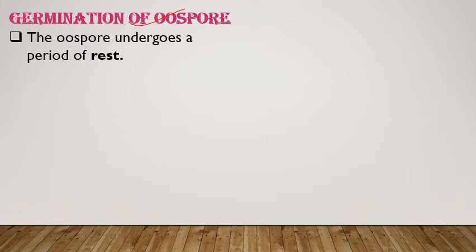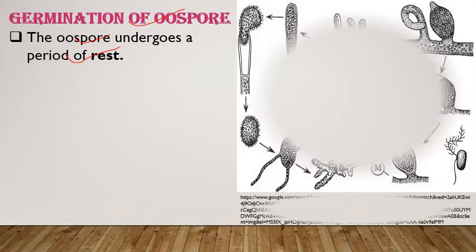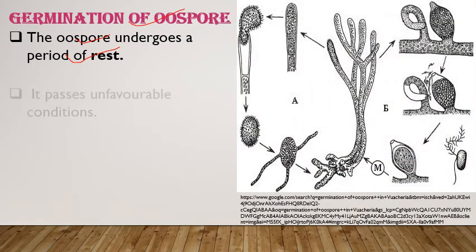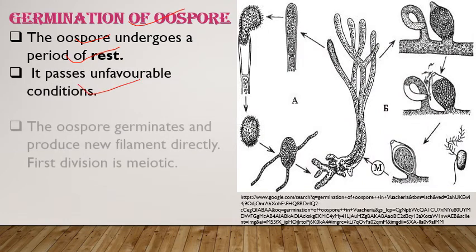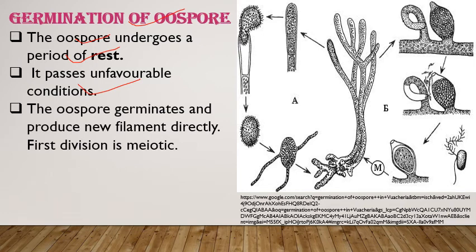The next is germination of oospore. So firstly जो thick wall है, thick wall तभी बनती है जब इसने थोड़ी सी environmental conditions को tolerate करना है, and it will undergo the period of rest. It means कि जैसे ही oospore बनता है वो immediately germinate नहीं करेगा to form thallus. Then it helps in preventing the unfavorable conditions, and oospore germinates and produces new filament directly.